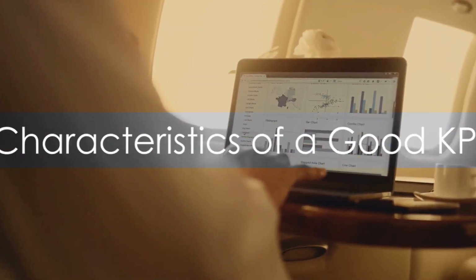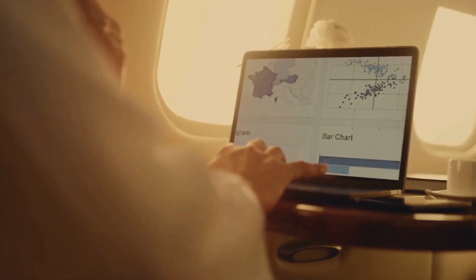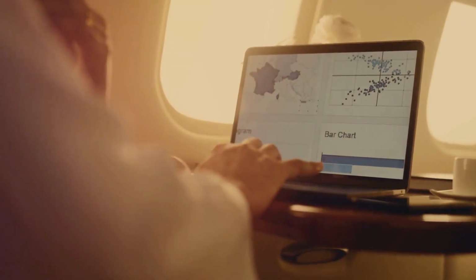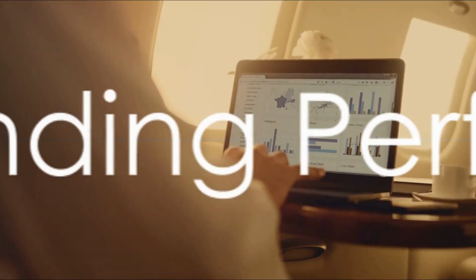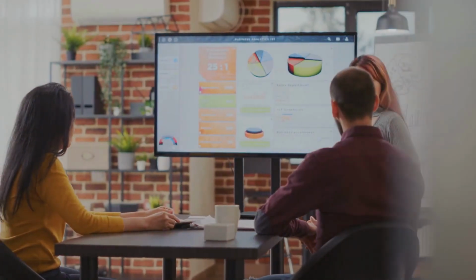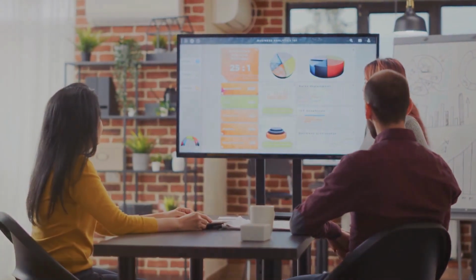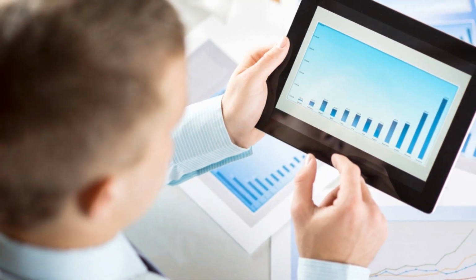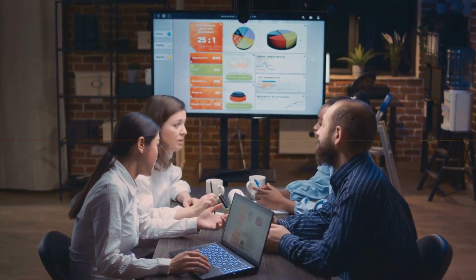What makes a good KPI? A good KPI should be clear, relevant, measurable, and tied to a strategic objective. It should provide insights that help drive decision-making and action. Remember, KPIs are not just about measuring performance. They're about understanding why a business is performing the way it is and what can be done to improve it. They provide a snapshot of the current state of business, helping to identify areas of strength and weakness.